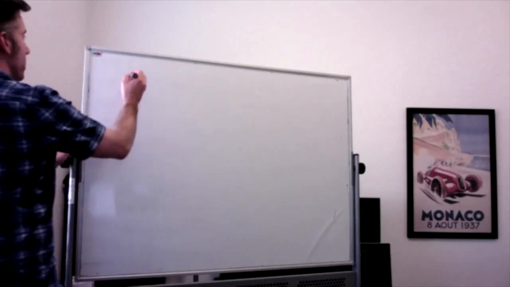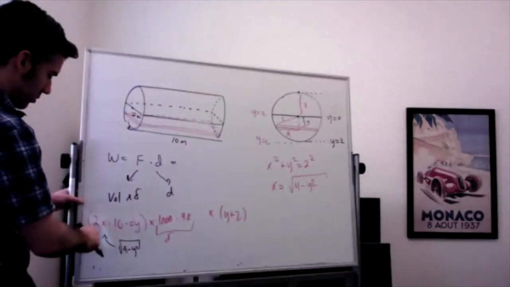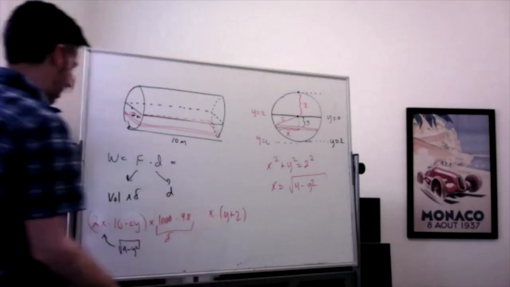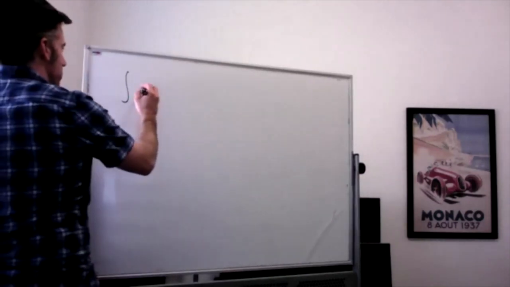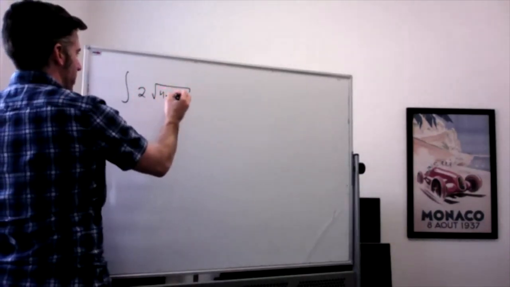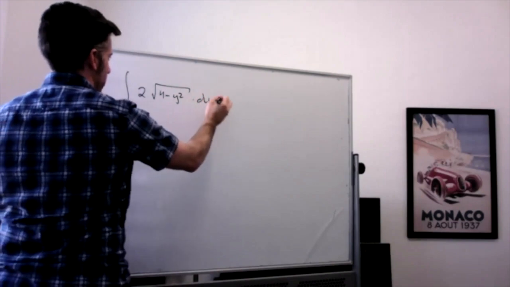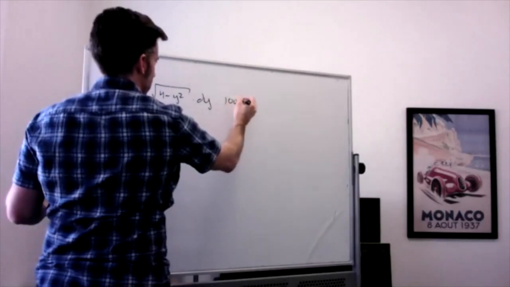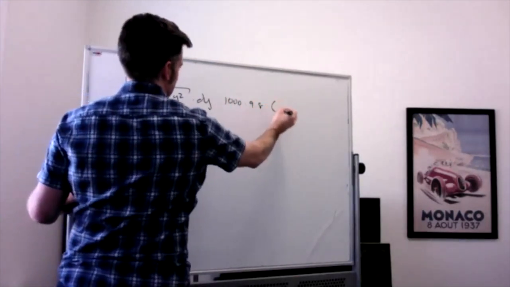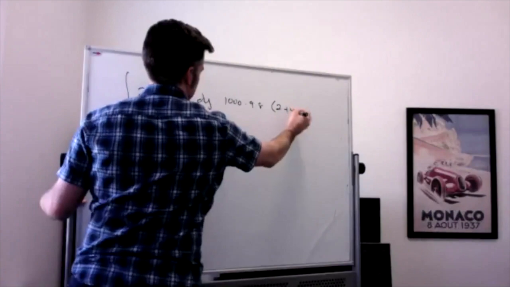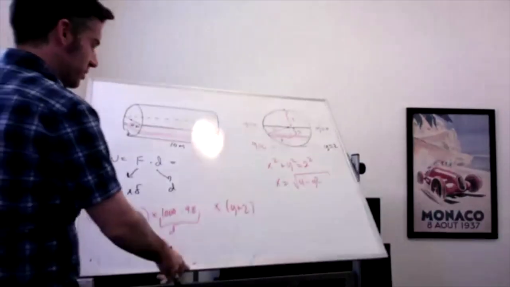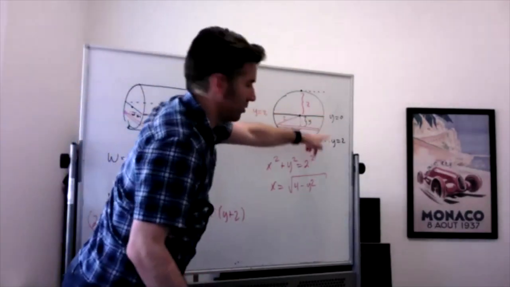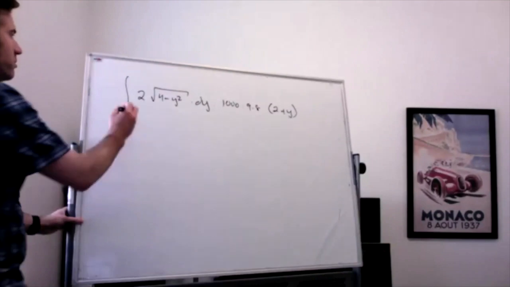So we're going to be integrating 2 times the square root of 4 minus y squared times 10 times dy times 1,000 times 9.8. That's a lot. So 2 times the square root of 4 minus y squared times dy, I know the dy usually goes at the end, but whatever, times 1,000 times 9.8 times 2 plus y, sorry. All right, so that's what we're integrating, again from y equals 0 to y equals 2.